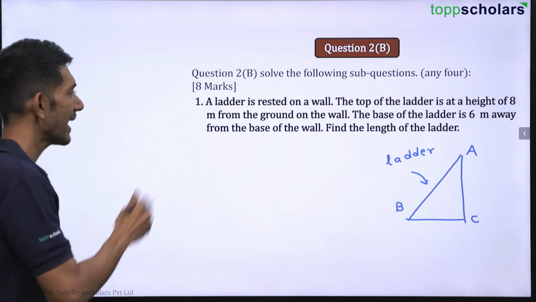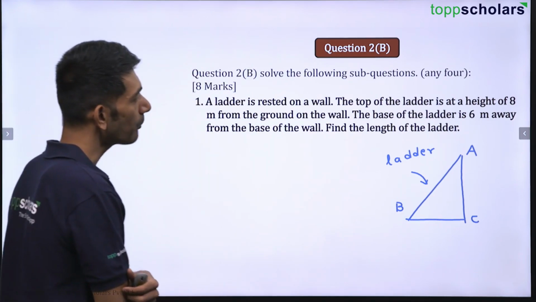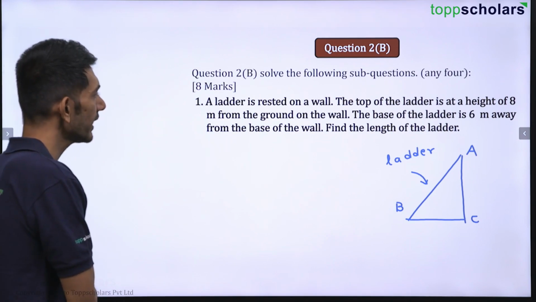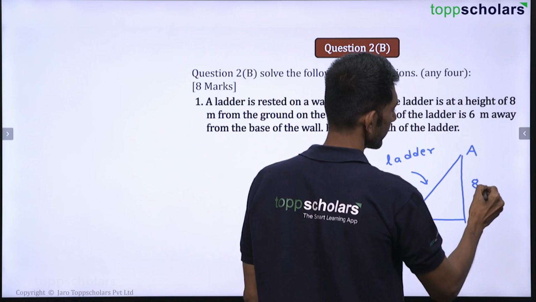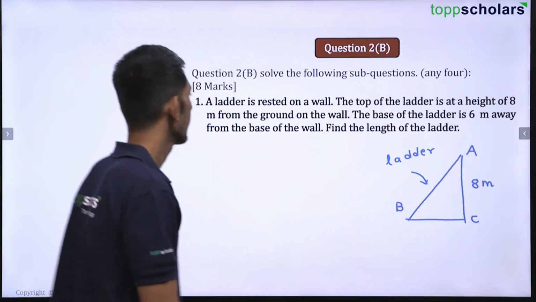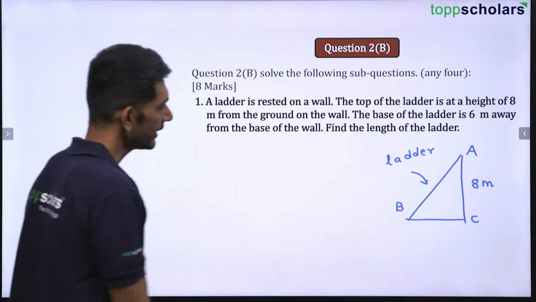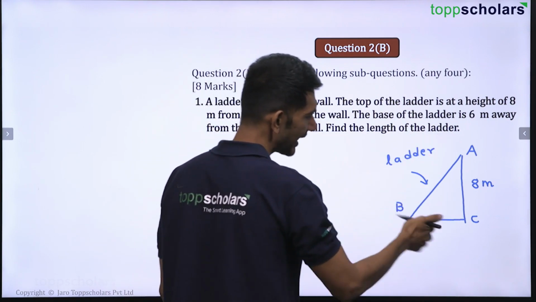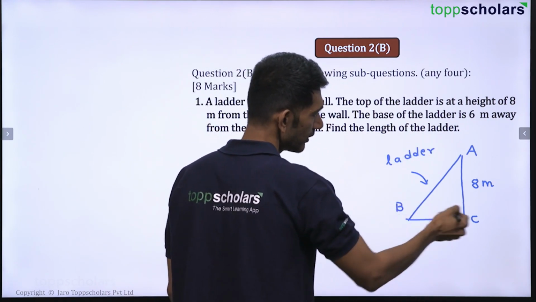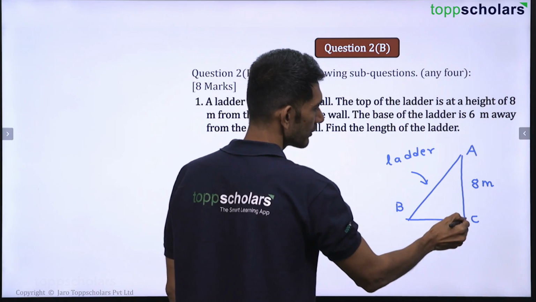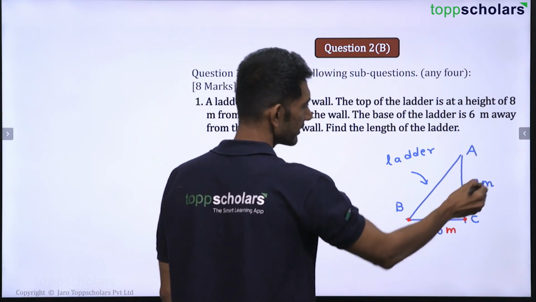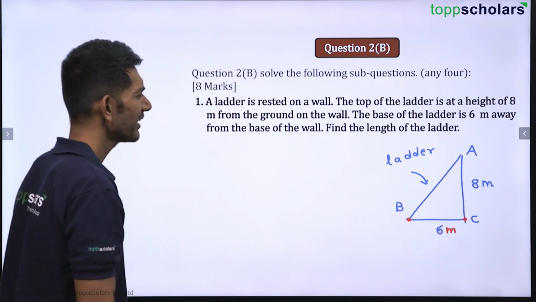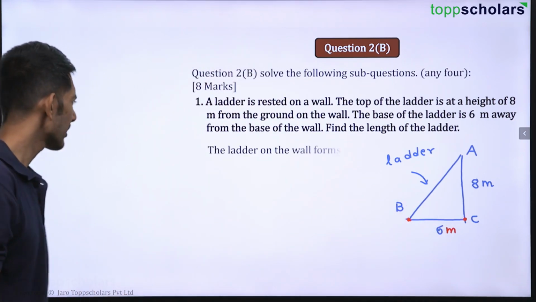Correct? So the ladder is rested on the wall and the top of the ladder is at the height of 8 meters from the ground. So from the ground it is 8 meters at the top. And the base of the ladder, see, AB is the ladder, so the base of the ladder is 6 meters away from the foot of the building. So this is the foot of the building, this is the base of the ladder, and this is 6 meters. This is 8, this is 6. Find the length of the ladder. Simple Pythagoras theorem, come on.